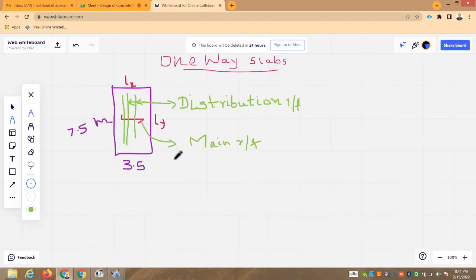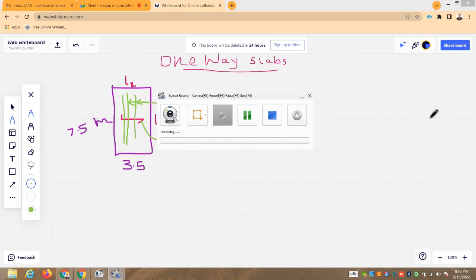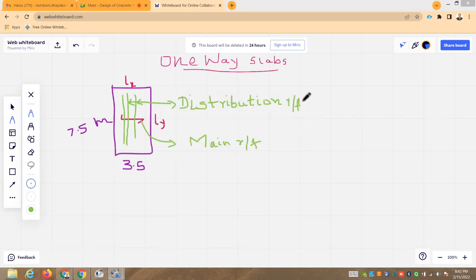So please see this figure now. This is a one-way slab panel, and in this one-way slab panel you can see that the shorter span is of dimension 3.5 meters and the longer span is 7.5 meters. We are abbreviating the short span as LX and the longer span as LY.